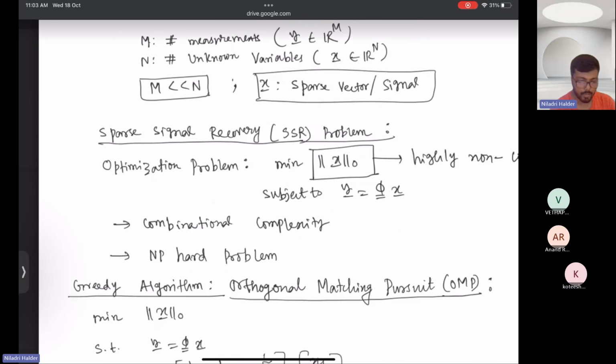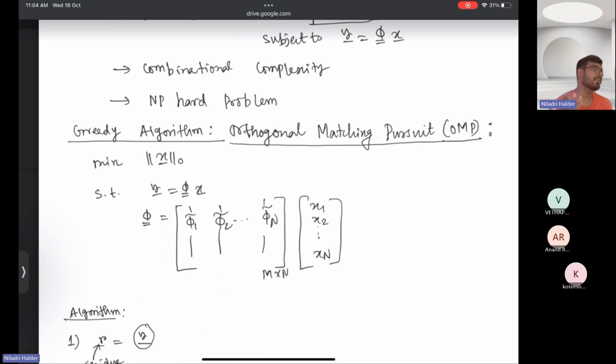The normal optimization problem is minimizing the L0 norm, which counts the non-zero elements in the vector x, subject to y equal to phi x. But the problem is that this optimization problem is not a convex optimization problem. It is a combinatorial problem, so solving it is very difficult and takes high complexity. It is an NP-hard problem. That's why we need to go to some other approach, which may not be optimal itself.